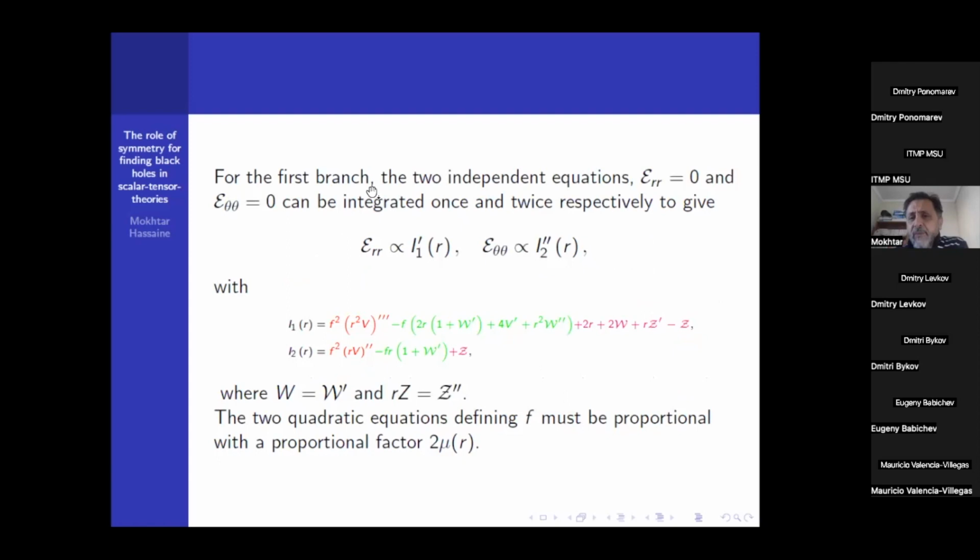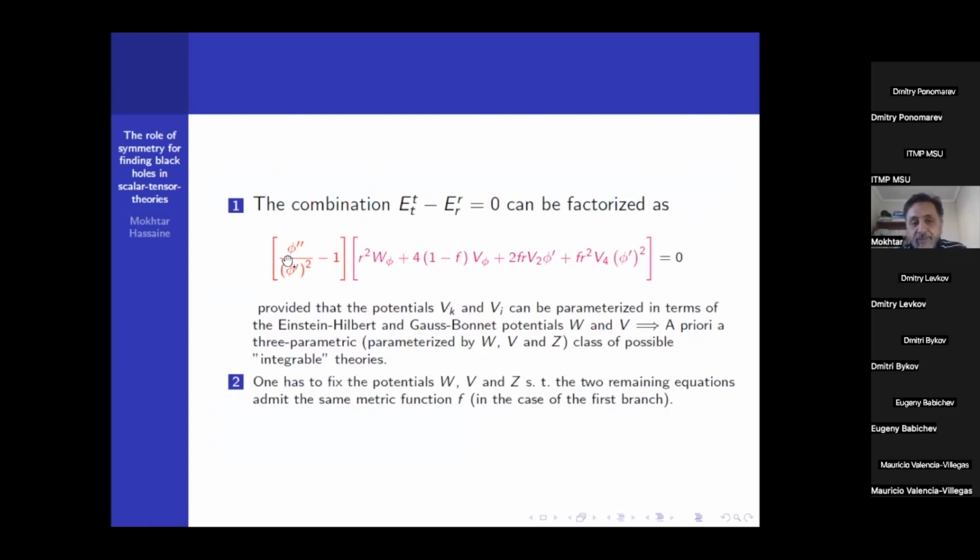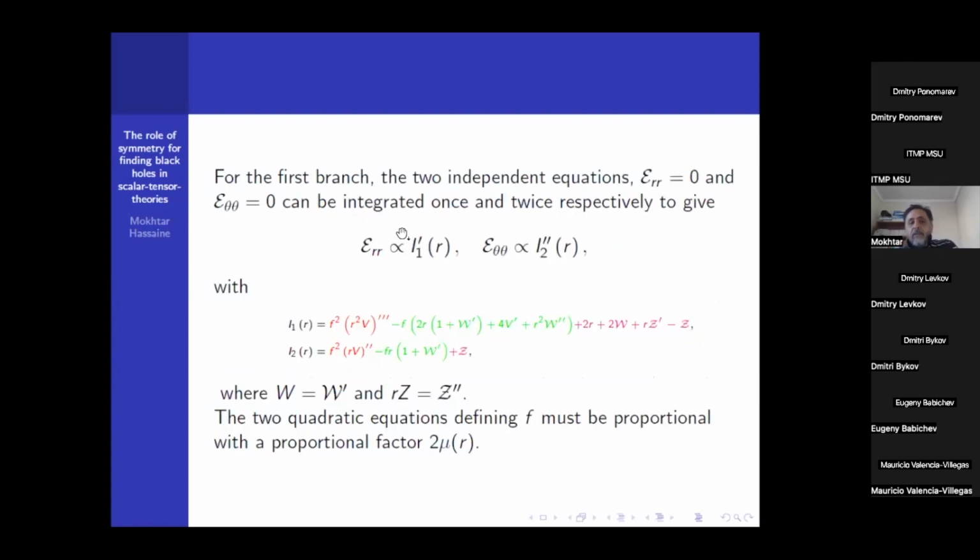For the first branch, it remains for us to solve two independent equations, epsilon RR and epsilon theta equals 0. These are the Einstein equations. And one can see that for the first branch, I'm considering this branch, epsilon RR can be integrated once and epsilon theta twice. They have this expression, E1 and E2. We are redefining these things just for simplicity. And you see, we have two quadratic equations that define, of course, F. F is given by a quadratic equation.